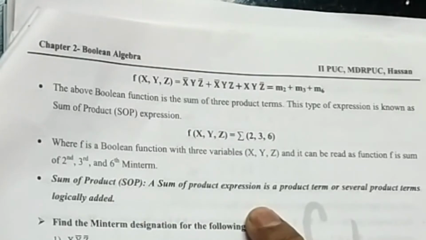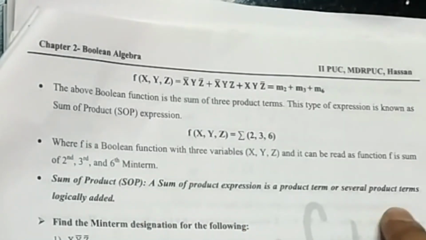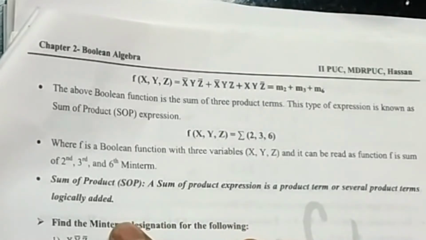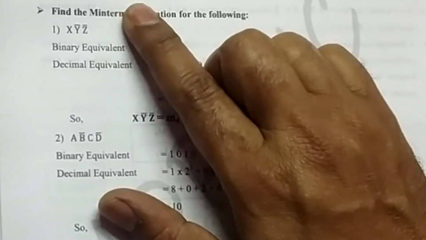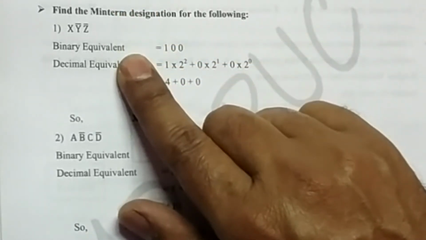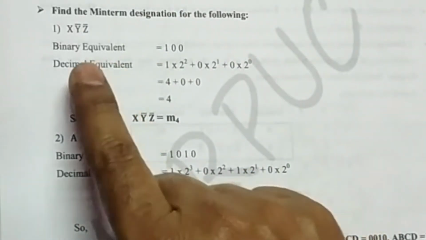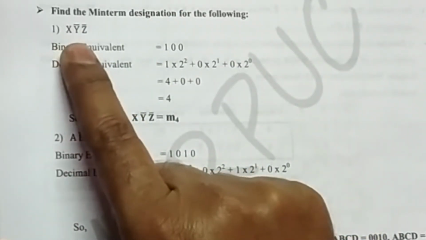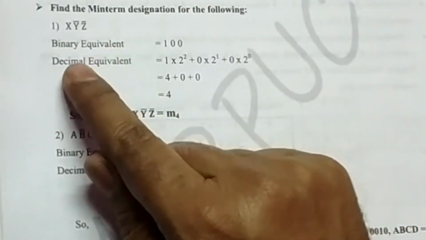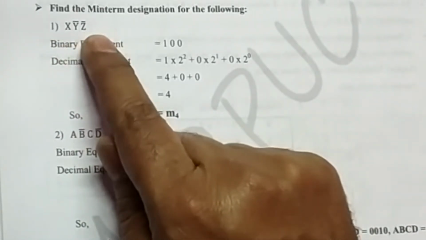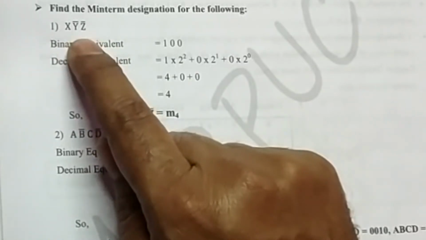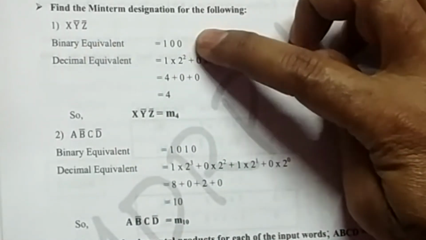A sum of product expression is a product term or several product terms logically added. So logically added sum, we will call it an SOP. For example, they have given one example, X, Y bar, Z bar. Then how do we have to write that? First you have to find the binary equivalent of X, Y bar, Z bar. X is 1, Y bar is 0, Z bar is 0. So the binary equivalent is 1, 0, 0.